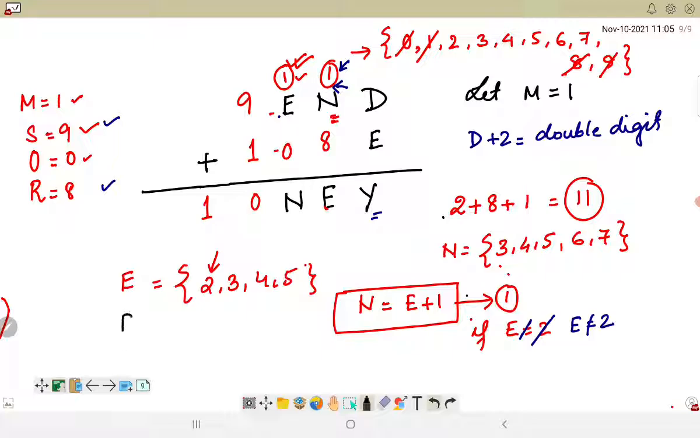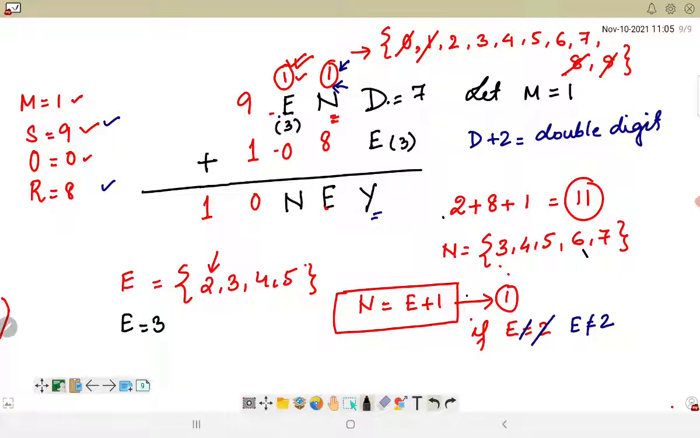So if we are considering E is equal to 3, then what would happen? This would be 3, and again this would be 3, right? So now 3 plus D has to give me a double digit number. What is the lowest double digit number? 10. So D has to be 7. 7 plus 3 will give me 10, so that 1 can be carried over.